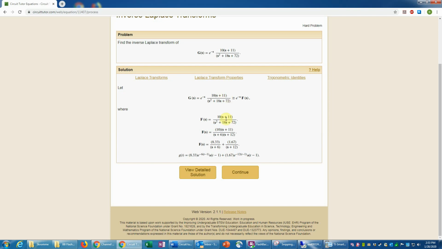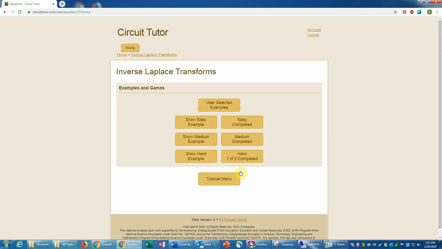Okay, and this gives me a brief summary of what I just did. If I want a more detailed solution showing all of the steps, in case I needed to review that, then I could click here. So right now I'm going to go ahead and work another problem. So we've done one of the 3 problems. Let's do the second problem type now.